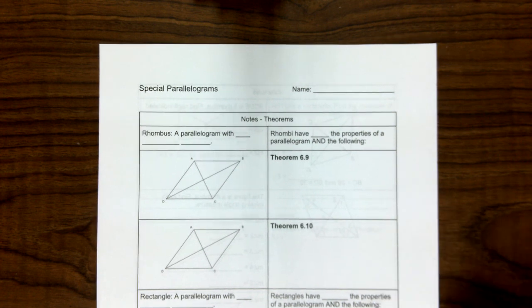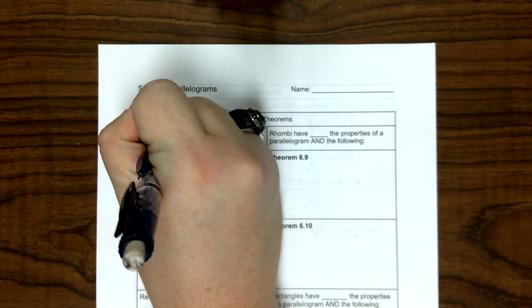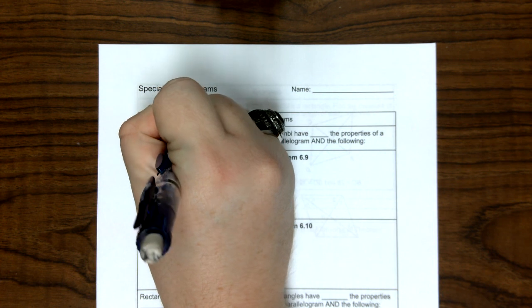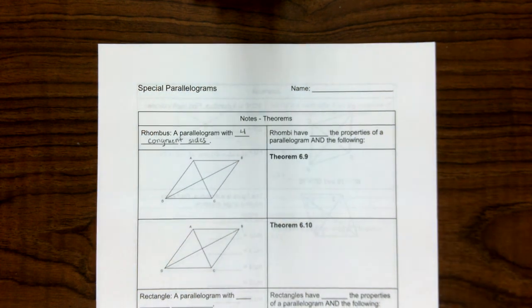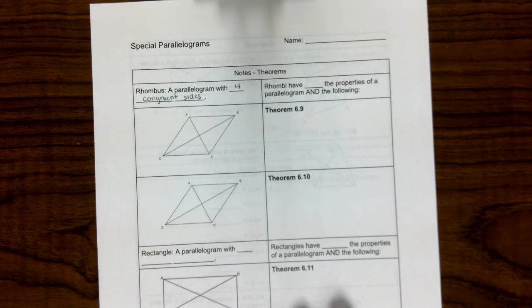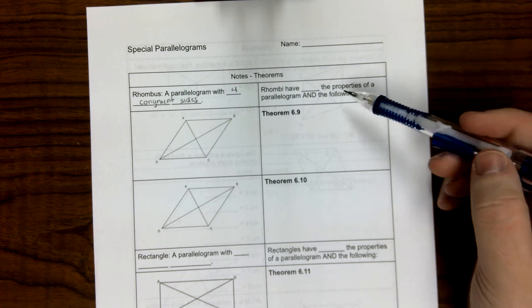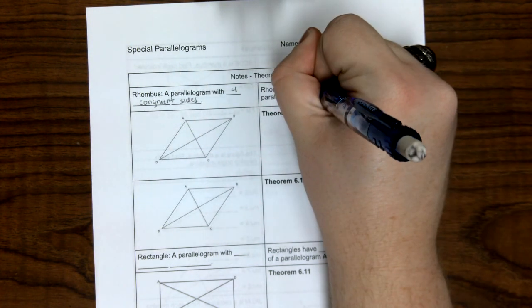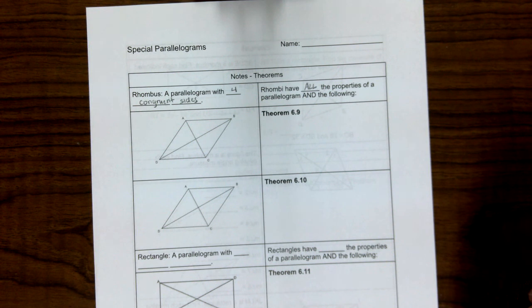Just to remind us, a rhombus is a parallelogram with 4 congruent sides. Then we say rhombi have all the properties of a parallelogram. So all the properties that we talked about with a parallelogram, a rhombus has, but they have 2 additional properties, which are these following theorems.